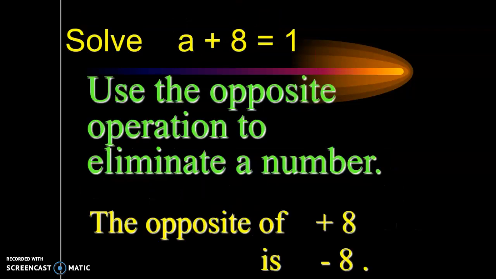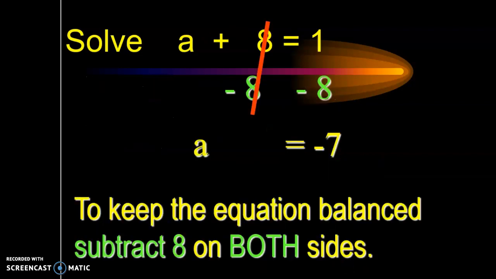Let's look at another example. Here we have a plus 8 equals 1. Remember, I want the a by itself on the left-hand side of the equal sign. What can I do to get rid of a plus 8? Well, I'm going to do the opposite operation to eliminate that 8. So I'm going to subtract 8. Now remember, when I subtract 8 on the left-hand side of the equal sign, I have to subtract the 8 on the right-hand side of that equal sign.